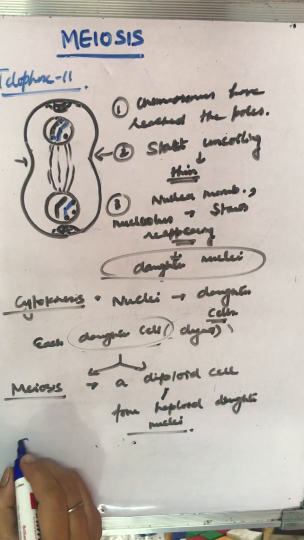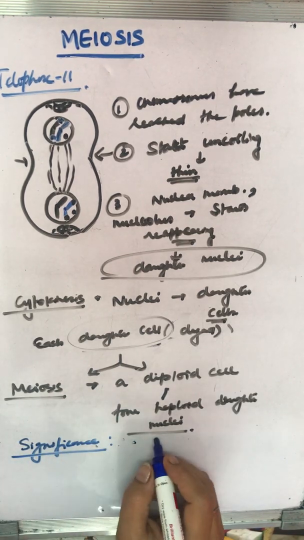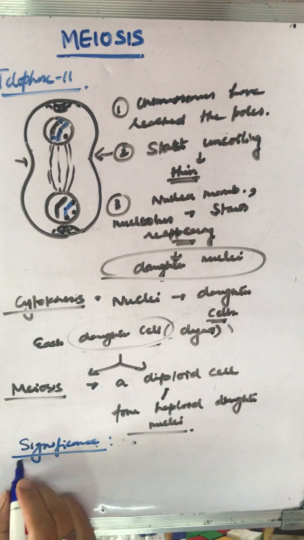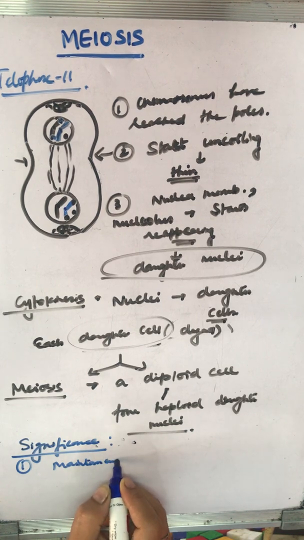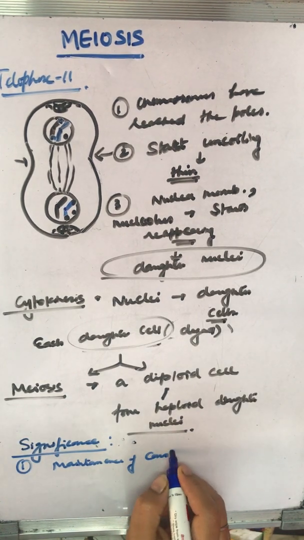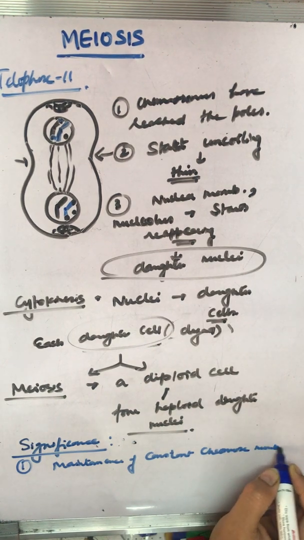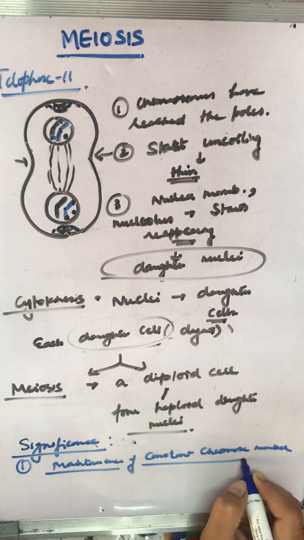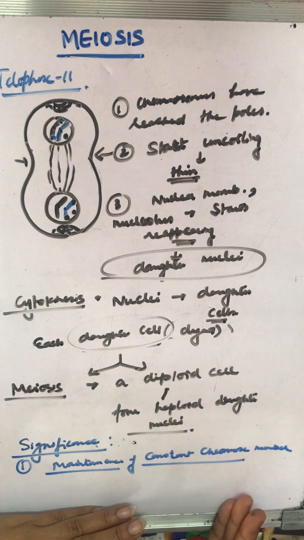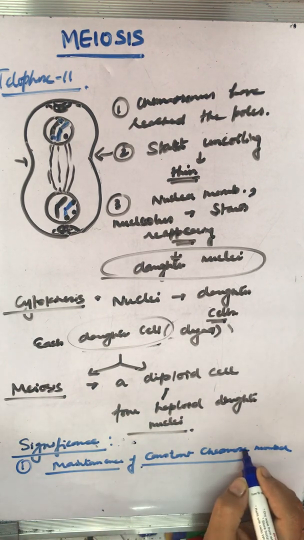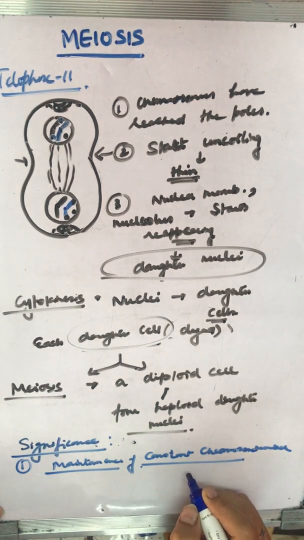Once we have reached here, there must be a significance. The significance of meiosis. What is that? Number 1, ensures the maintenance of constant chromosome number. It is very, very important that it maintains the constant chromosome number characteristic of a particular species, generation after generation. The chromosome number remains constant.